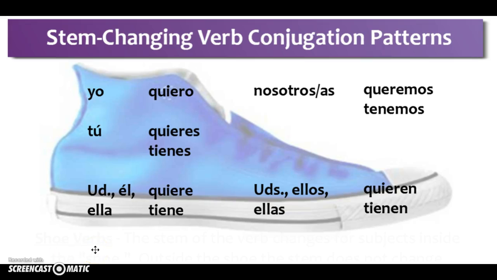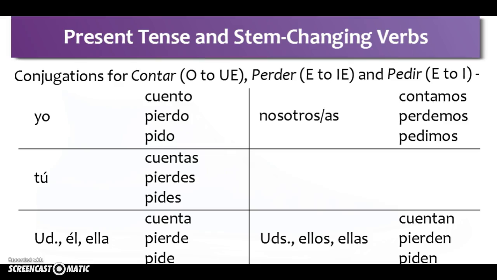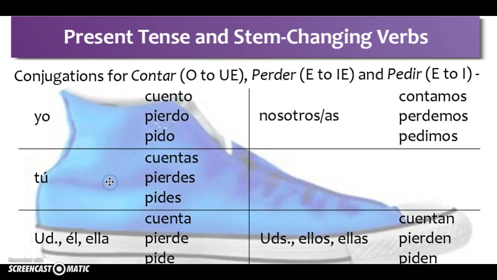So that's the shoe verb mnemonic device to remember. Inside the shoe, change the stem. Outside the shoe, leave it alone. So let's take a look at the shoe and our last conjugation chart. See again, everything inside the shoe has changed the stem or the root of the verb before putting on the conjugation ending. Those sections, nosotros, nosotras, vosotros, and vosotras, outside the shoe, no stem change.